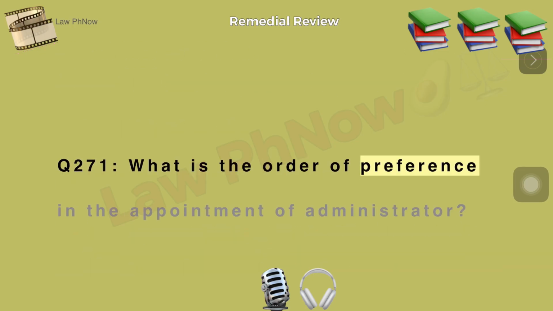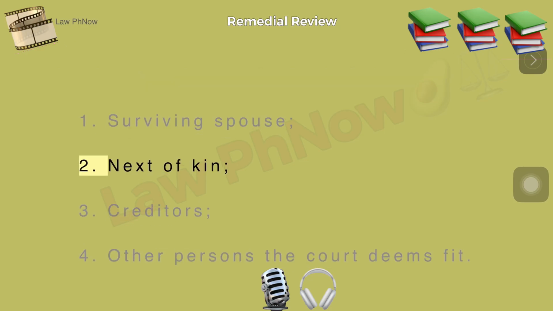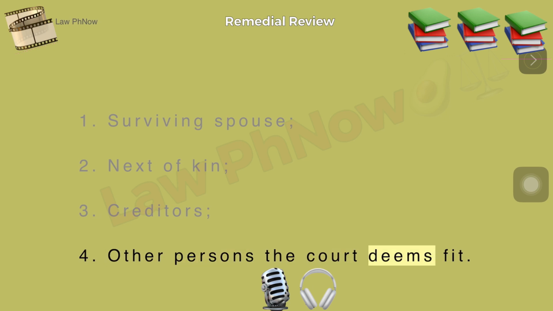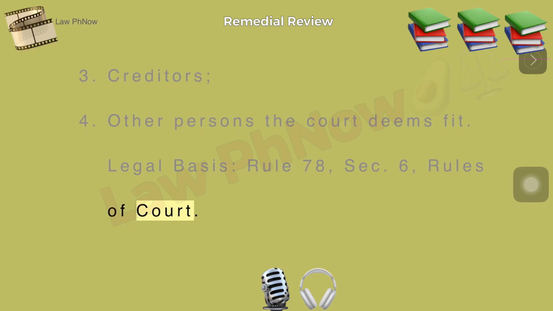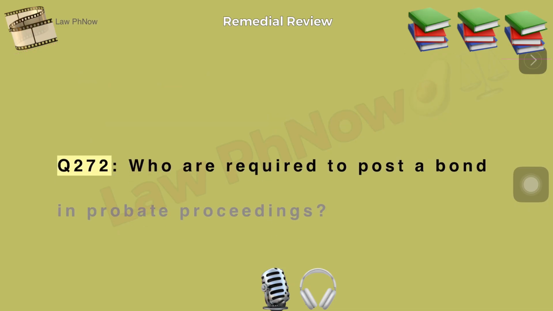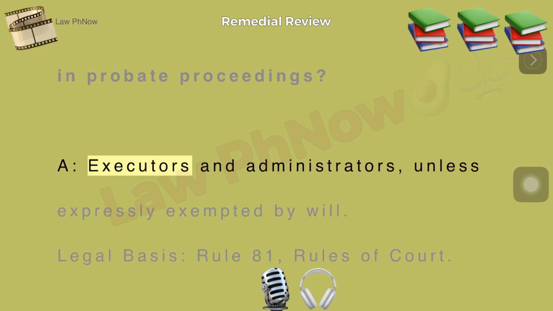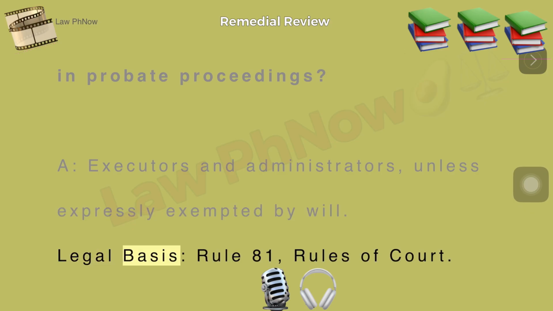Q271, what is the order of preference in the appointment of administrator? A. 1. Surviving spouse. 2. Next of kin. 3. Creditors. 4. Other persons the court deems fit. Legal basis, Rule 78, Section 6, Rules of Court. Q272, who are required to post a bond in probate proceedings? A. Executors and administrators, unless expressly exempted by will. Legal basis, Rule 81, Rules of Court.